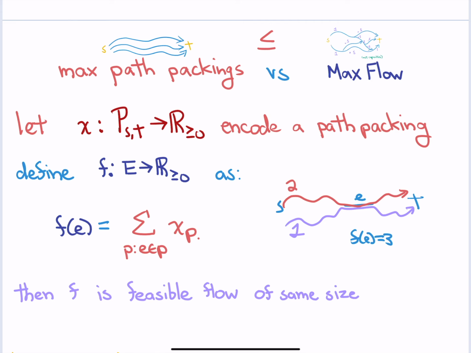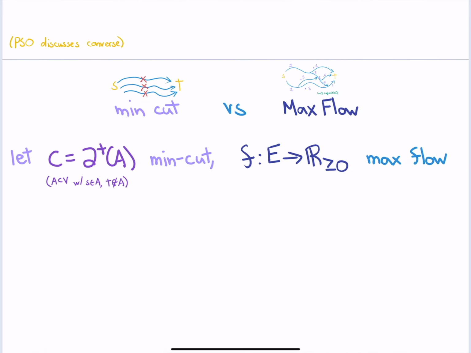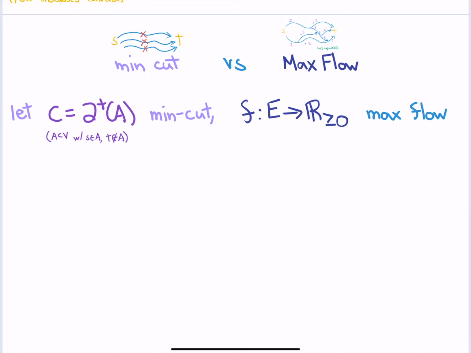All right, let's now compare the minimum cut to the max flow. Previously we showed that the maximum path packing is equal to the minimum cut. Now I want to compare the maximum flow to the minimum cut. If I wanted to argue that the maximum flow is at most the minimum cut, how might I go about it?